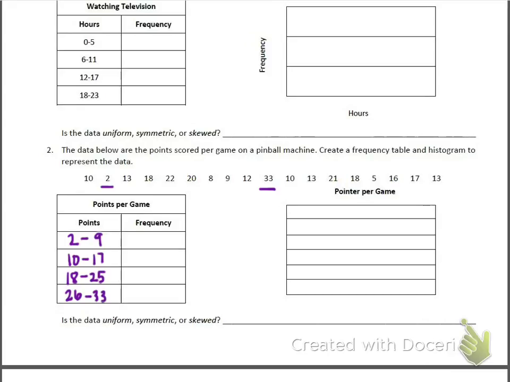Okay. As I was walking around, I saw some of you just did 0 to 10, 11 to 20, 21 to 30, 31 to 40. That's also fine. This is a little more exact, but if you're having real struggles, that's okay.